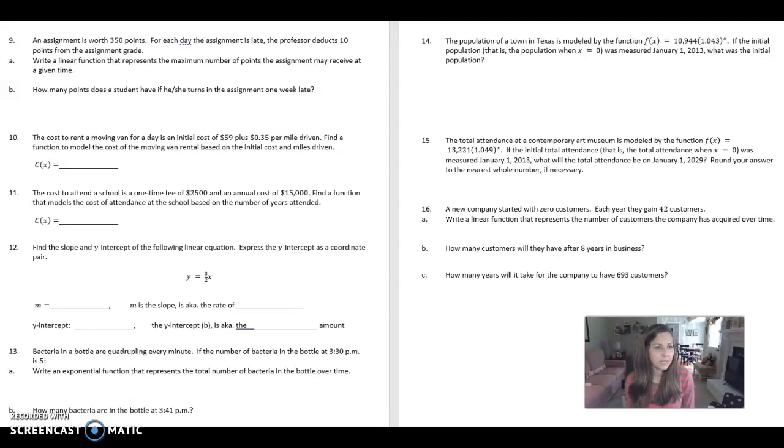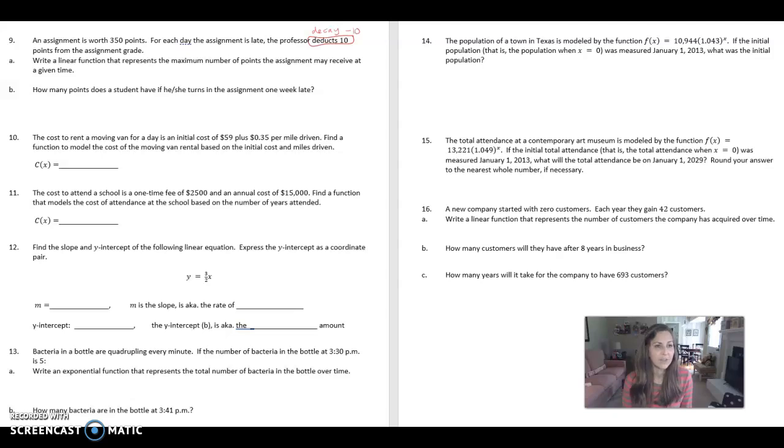Number 9, an assignment is worth 350 points. Each day the assignment is late, the professor deducts. Okay, deducts lets me know that this is going to be a decay problem because I'm going to be subtracting 10 points every time that the assignment's late. This is my current policy. I don't use the point system, but I do deduct 10 points.